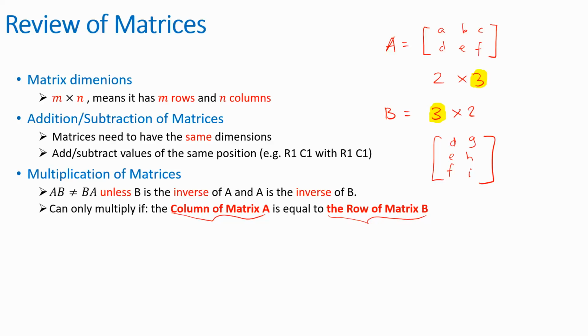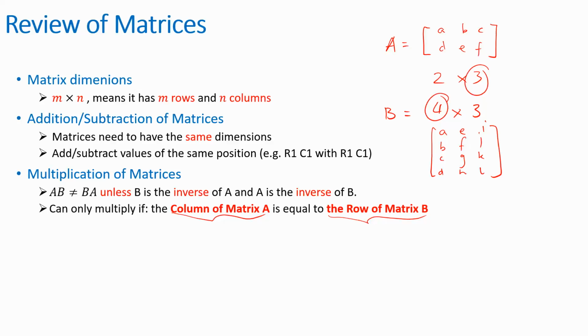So we need the columns of matrix A to equal the rows of matrix B. If I change these numbers, and even if this is a 3, and this is a 3, and I keep this as a 4, so what does a 4 by 3 look like? Let's say 4 rows, A, B, C, D, 4 rows, 3 columns, E, F, G, H, I, J, K, L. This one you can't multiply. Okay, so when you have a different row count versus the column count of matrix A, then you can't multiply those two. Okay, so those two have to be the same.